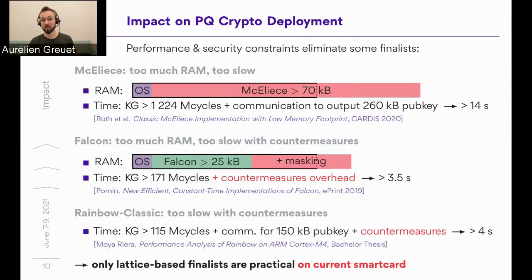Likewise, Wenbo Classic seems to be okay, but adding countermeasures and the communication time to output the large public key leads to an estimation of more than 4 seconds that may be too slow for a key generation performed in the factory. So for now, only the lattice-based finalists are practical on smart cards. Only the remaining lattice-based finalists.